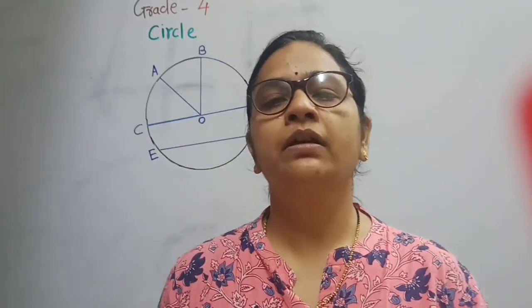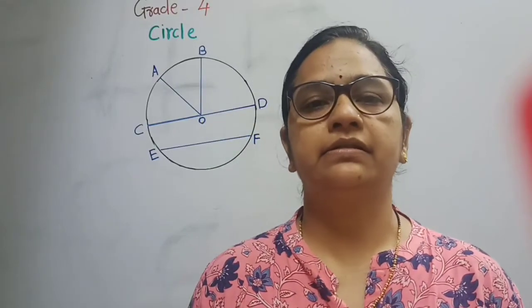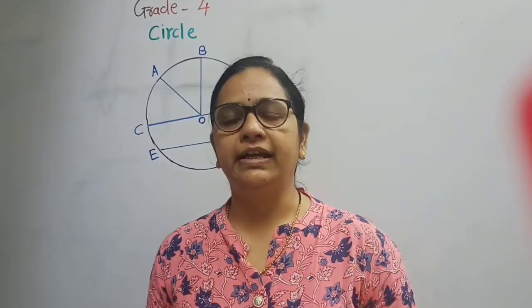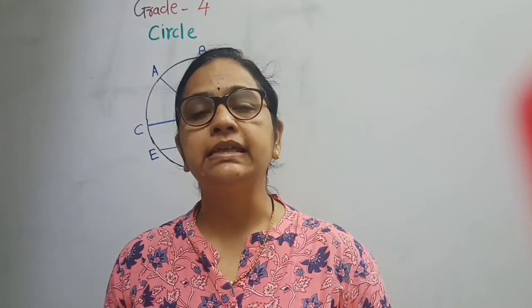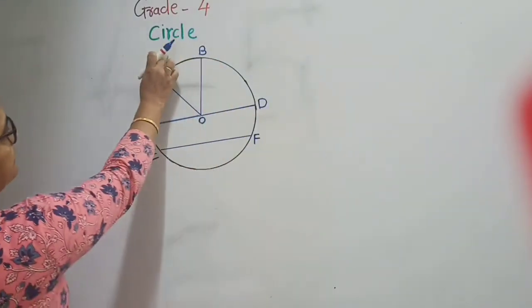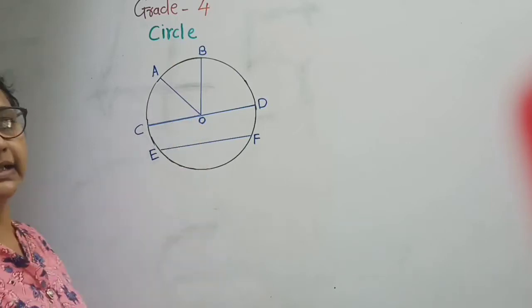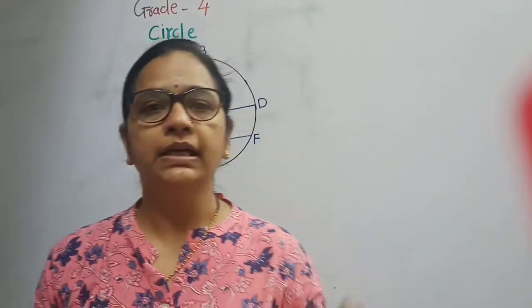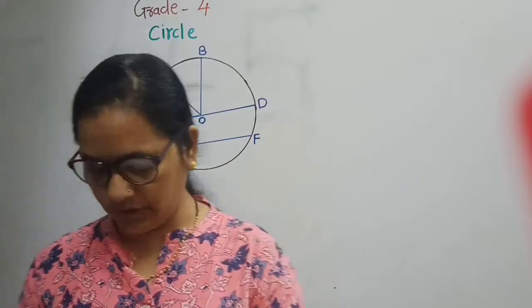Then quadrilateral. Children, you know, a quadrilateral means a figure that has 4 sides. Square, rectangle, rhombus, these shapes are quadrilaterals. And today we are going to learn the circle. A circle is a curve shape. It's a plane shape.